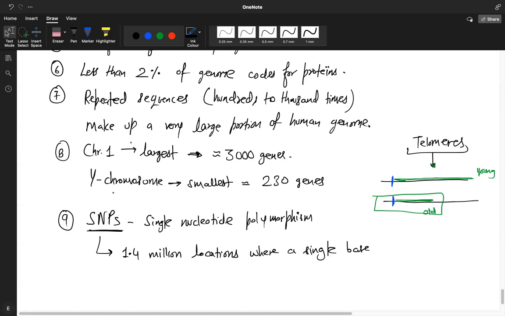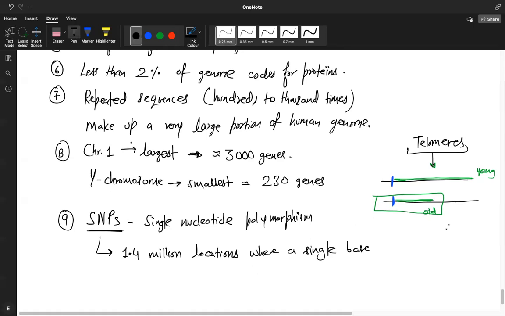You understand? So that's called single nucleotide polymorphism. So single means one, nucleotide is nucleotide. Polymorphism means, poly means many, morphism means the state of appearance. So at a single base, there can be multiple different ways possible.